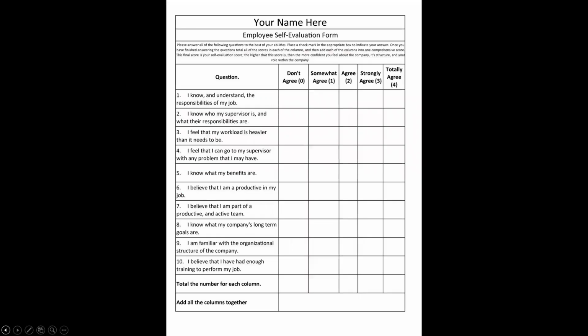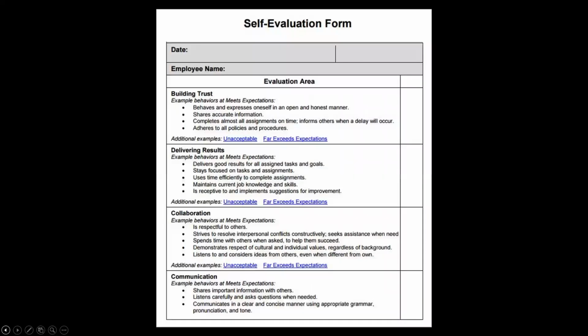Let us have a few samples of appraisal forms. The most likely questions will have these options: agree, don't agree, somewhat agree, strongly agree, and totally agree. So these are the common questions. I know and understand the responsibilities of my job. I know my supervisor. I know my workload. I know what problems I have. What are my benefits? Am I productive in the job? Am I an active team player? What are my company's long term goals? Am I familiar with the organization structure? So these are a few common questions, and the individual is asked to fill these columns.